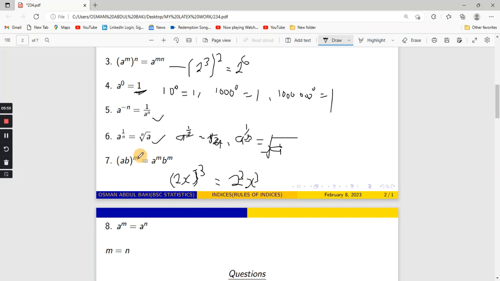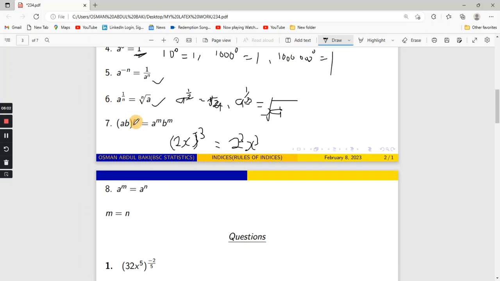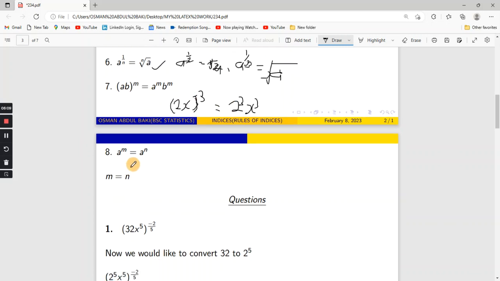So each term will be multiplied by the power, or each term will have the power of it. Now let's come to property 8. When they have the same base and you are equating them, you just have to equate the powers of the exponentials. If you have the same base, you just have to equate the powers that they have.